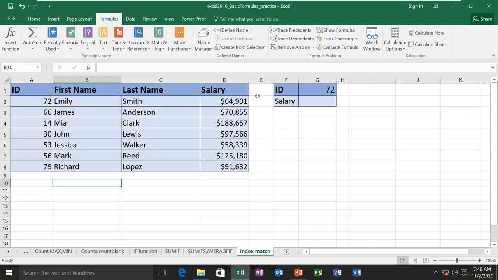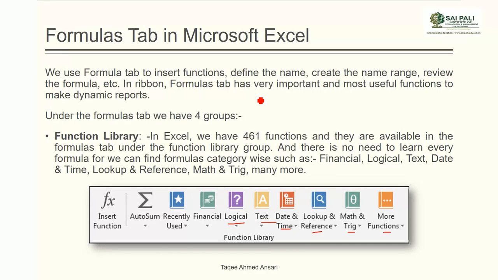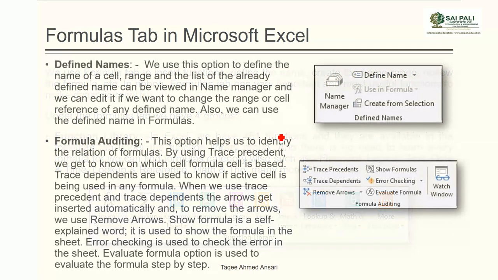Then you have the next group. In the Formulas tab, the next group is called Defined Names. This is also an interesting tab where we can define named ranges. We use this option to define the name of cells, that means the name of a cell or range. The list of already defined names can be viewed in this Name Manager, and we can edit it if we want to change the range or cell reference of any defined name. Also we can use the defined name in formulas.